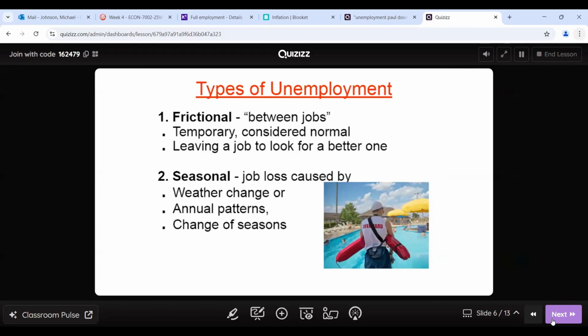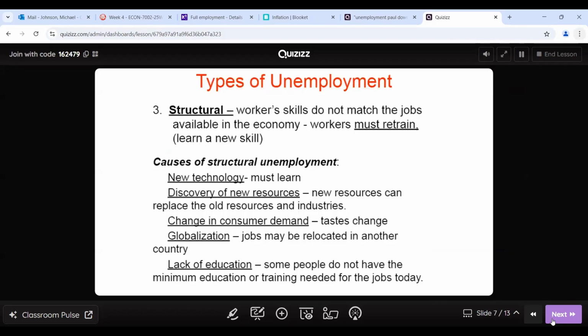So the types of unemployment. Frictional is between jobs, temporary, and considered normal, like leaving a job to look for a better one. For example, if you wanted a better job and you left your current job to get it, that's frictional unemployment. Seasonal unemployment is job loss caused by weather change, annual patterns, or change of seasons. Landscaping jobs would be part of that, lifeguards, etc.